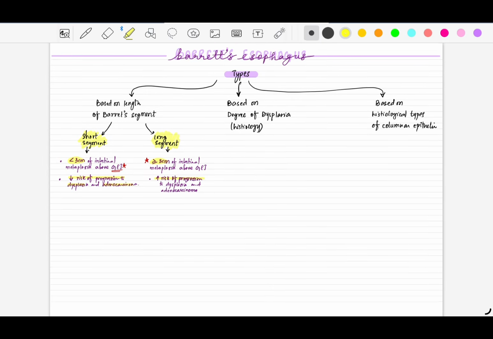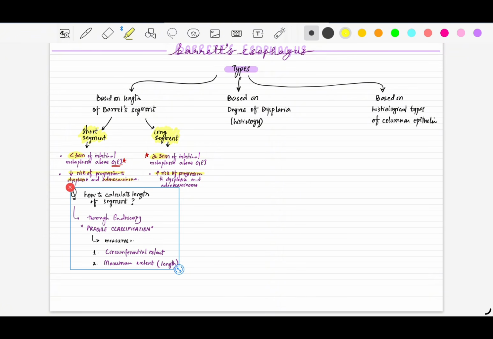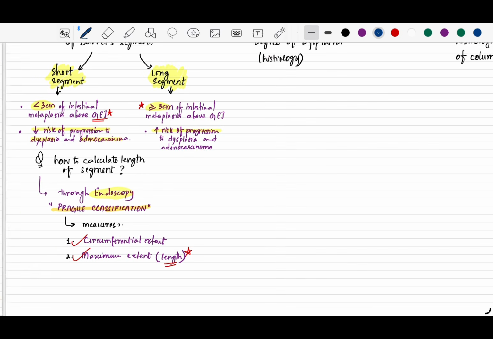Now, how do we calculate the length of the Barrett segment? It can be calculated through endoscopy, and this is known as the Prague classification, which measures the circumferential extent and the maximum extent, which is the length. This is what we are concerned with. Let's discuss a few basic pointers.